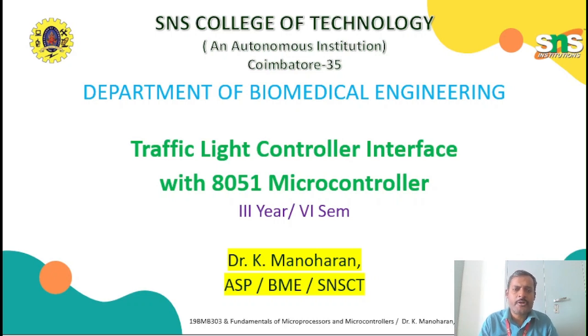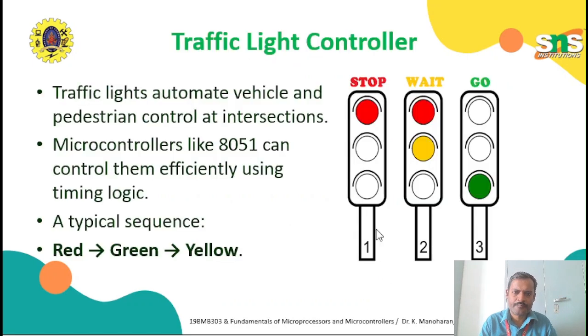So today in class we are going to discuss the traffic light controller interface with the 8051 microcontroller. Traffic lights are automatic devices for controlling the vehicles in one direction. Because if you have a junction and all the vehicles come in, there will be a collision. To avoid that, we need lights to control the vehicles, so only one direction's vehicles are allowed to travel. The remaining directions need to wait for particular delays. Here we can use the microcontroller to generate the delays and also to control the lights.